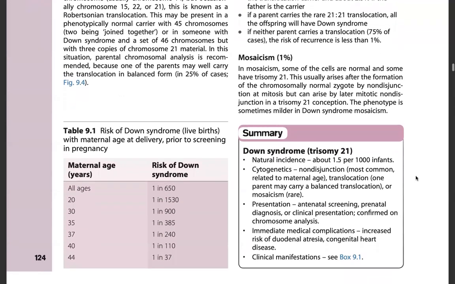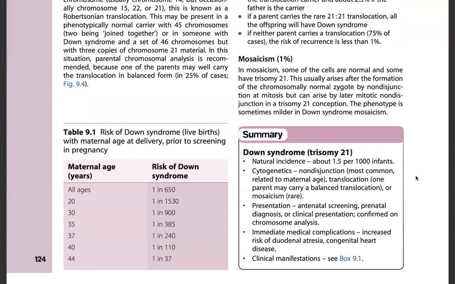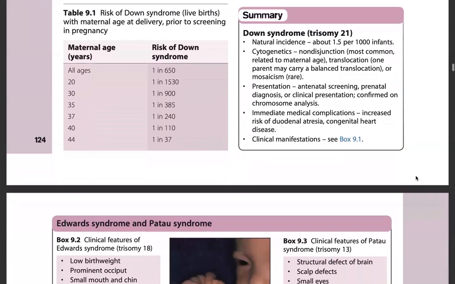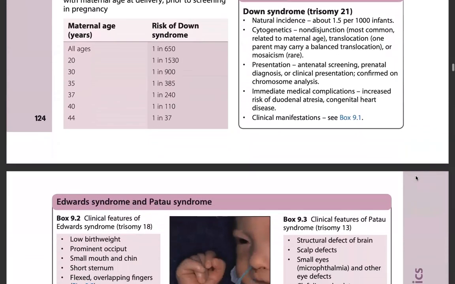Now, summary. Down syndrome, trisomy 21, national incidence about 1.5 per 1,000 infants. Cytogenetics: non-disjunction, most common, related to maternal age; translocation, where one parent may carry a balanced translocation; mosaicism is very rare, about 1%. Presentation: antenatal screening, prenatal diagnosis, or clinical presentation confirmed by chromosomal analysis. Immediate medical complications: increased risk of duodenal atresia, congenital heart disease. Clinical manifestations, as shown in the box.